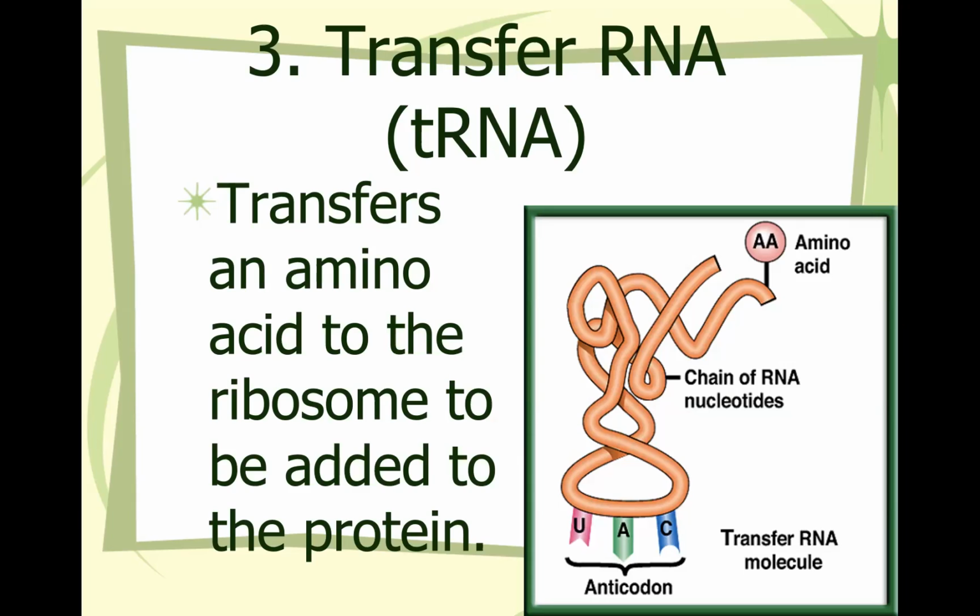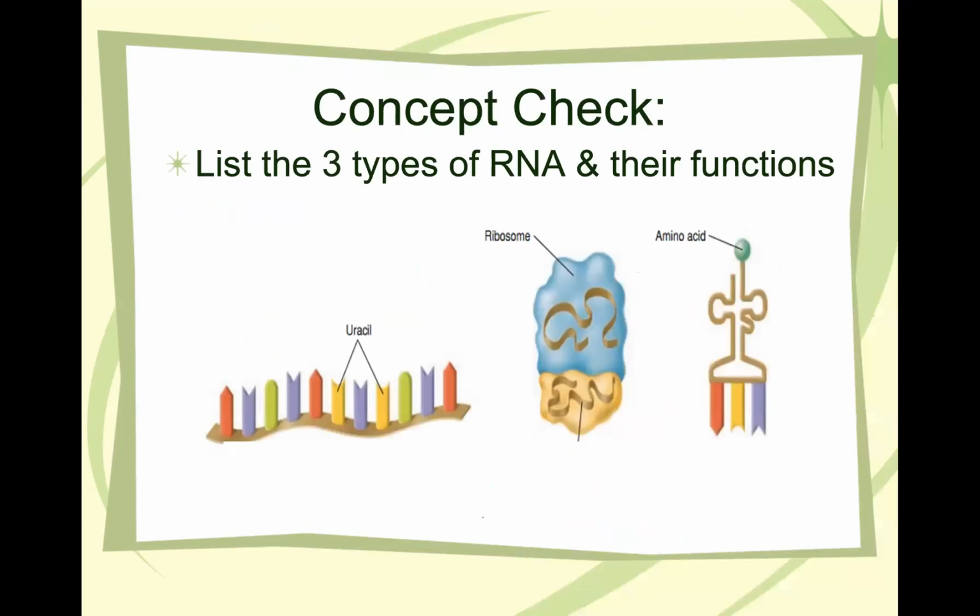Transfer RNA, again, the function here is to transfer an amino acid to the ribosome to be added to that peptide, to that protein that we're building, right? So there is a tRNA for every amino acid that's being brought into this chain, all right? The amino acid is attached to this transfer RNA and it's being brought over to this ribosomal complex, and that's where translation is occurring. All right. So a great concept check is for you to be able to list 3 types of RNA and their functions. All right, we're going to keep going.